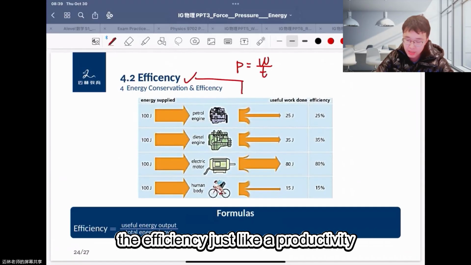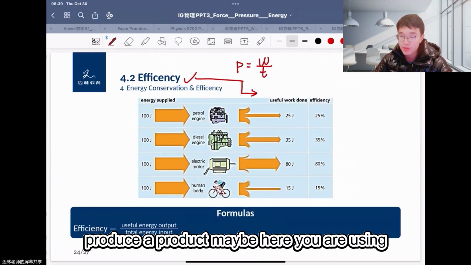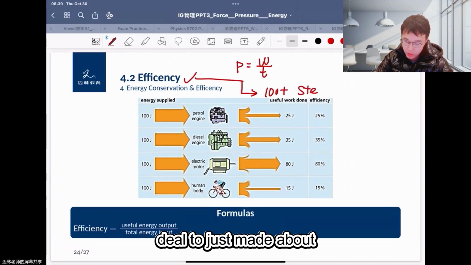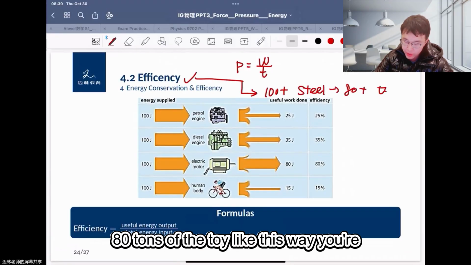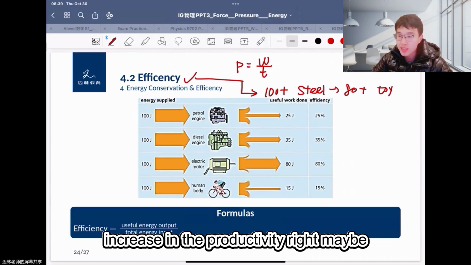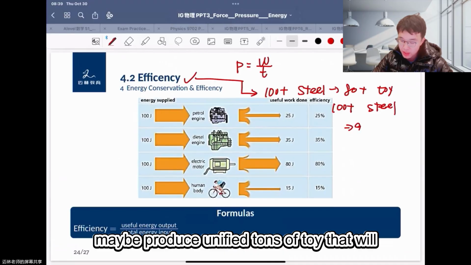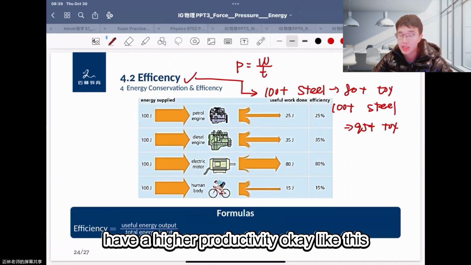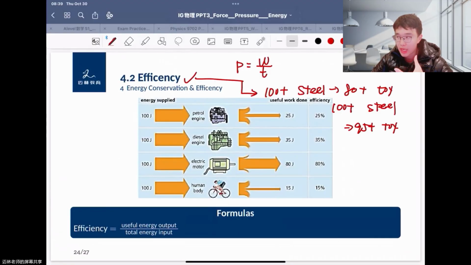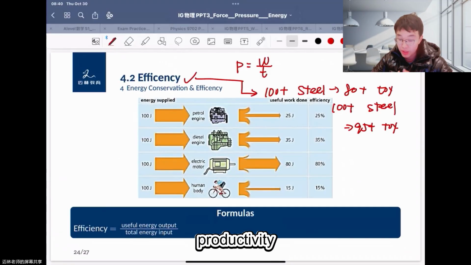And efficiency is just like productivity. Like you are the boss of a factory, and you want to produce a product. Maybe you are using a hundred tons of steel to make about 80 tons of toys. Okay, like this way, you're a toy factory. And if you are the boss, maybe you want to increase the productivity, right? Maybe you use 100 tons of steel to produce 95 tons of toys. That will have a higher productivity, okay? So we can use the word efficiency to describe the converting ratio, like productivity.